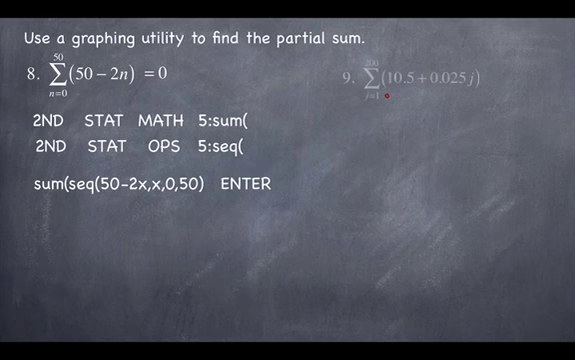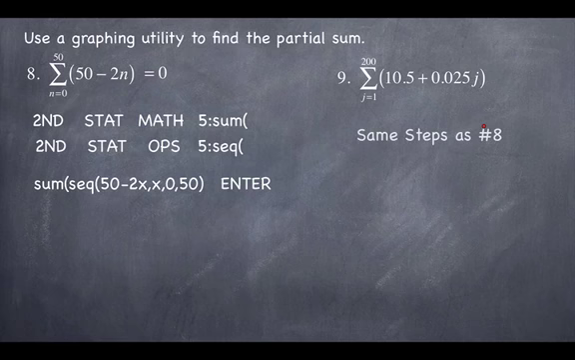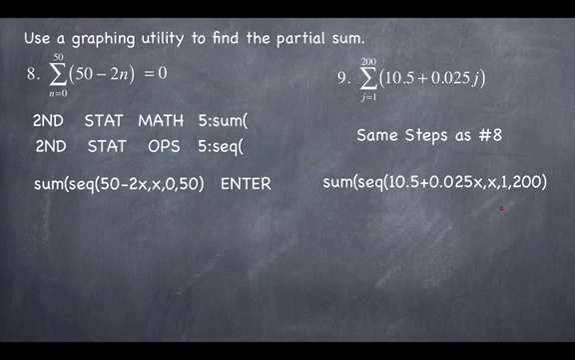Number 9, very similar to number 8, using the calculator. You follow the same steps as number 8. The only thing that you need to punch in is this expression, which is going to look something like this on your screen. And then at this point, you press enter, and you should get your answer, which turns out to be 2,602.5. Let's go to the next slide.